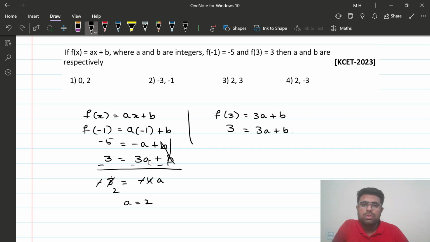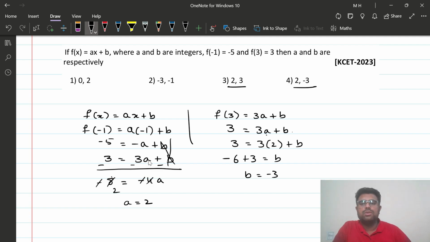A is 2. So out of these, one of these is the answer. So what I'll do is I'll put a equal to 2 here. I'll get 3 equal to 3 into 2 plus b. So it is 6. If I send it to the other side, it is going to be minus 6 plus 3 is equal to b. So b is equal to minus 3. So it must be the option D.